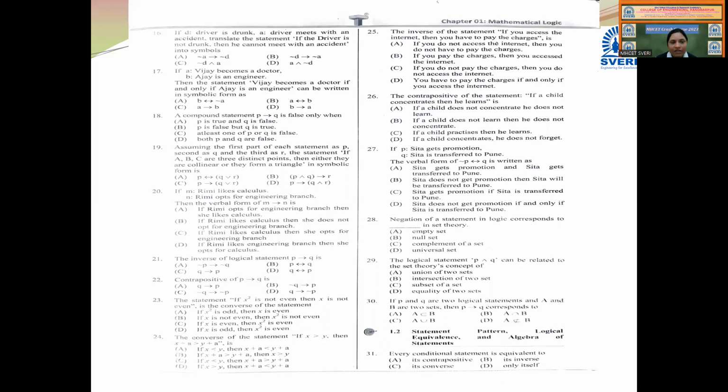D: the driver is drunk. The driver meets with an accident. Translate the statement: if the driver is not drunk, that is negation of D, then cannot meet. If-then means implication. Option B: negation D implies negation A. Is that an option there? Yes, option B.